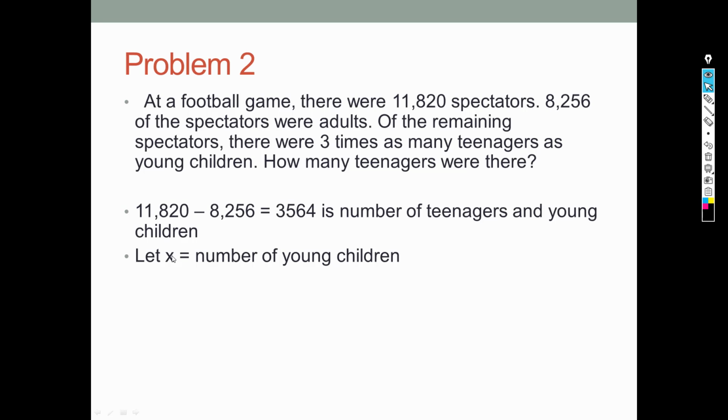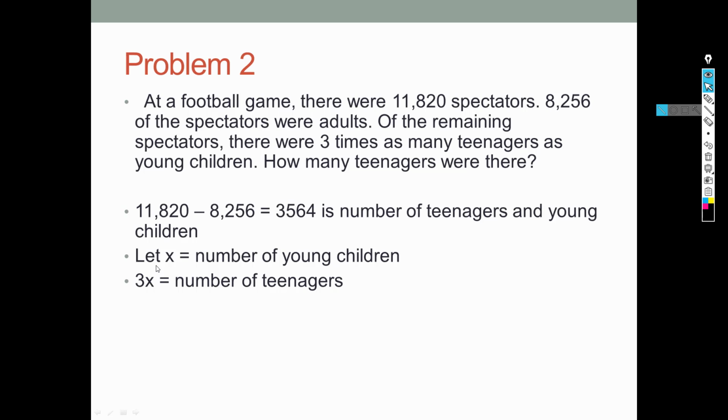Okay, now I'm going to let x equal the number of young children. Okay, let x equal the number of young children. Now what does it say? Of the remaining spectators, there were 3 times as many teenagers as young children. How many teenagers were there? Okay, so if x represents the number of young children, then 3x will equal the number of teenagers. Okay, because it's 3 times that.